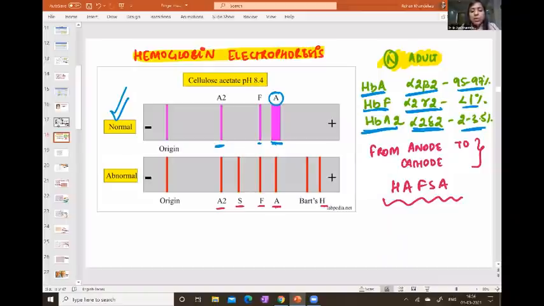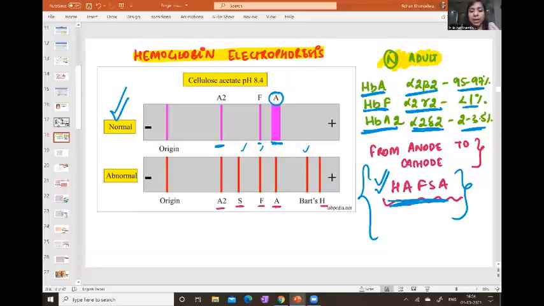In the image given below, I have shown abnormality. That's an abnormal electrophoresis. Why? Because I can see a lot of other bands in this image, which are not present normally. Normally, there should be just 3 bands, right? For the students, you can remember a mnemonic, that is HAFSA. That's the mnemonic which you can remember, that is HAFSA.